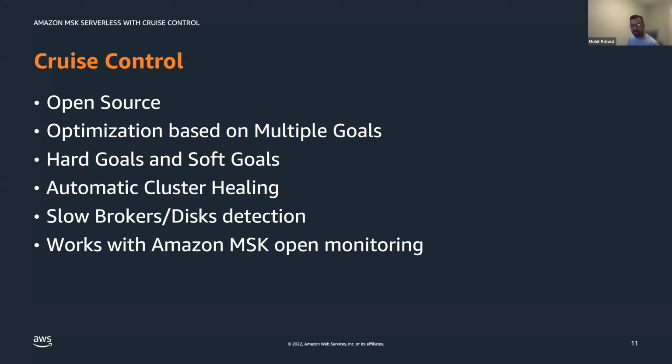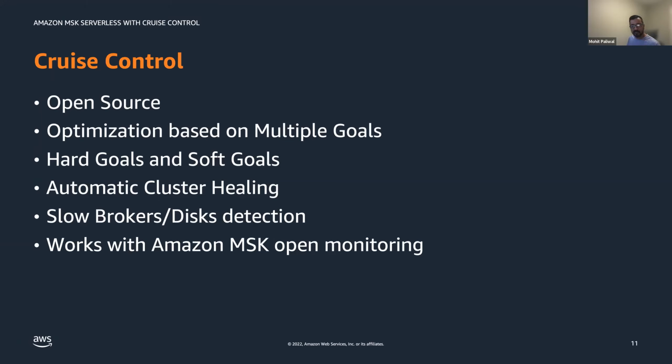Cruise Control works on a multi-objective optimization algorithm. There are some predefined goals like CPU capacity goal, network capacity goal, disk capacity goal, and so on. So now if your cluster reaches a certain threshold, like let's say 70% of disk capacity on a broker, or let's say 60% of CPU capacity on a broker, Cruise Control has the ability to build a plan, which includes replica movements and leader movements, in an optimized manner, and make a cluster balanced, abiding by all the goals that you have configured, right? And this is all automatic, without manual intervention.